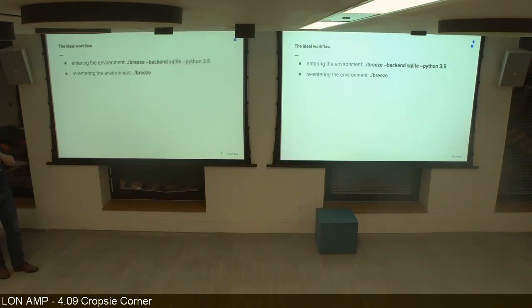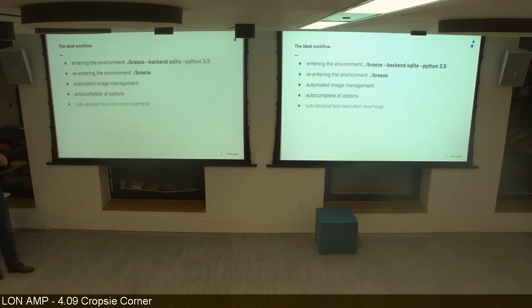There are some cool features. When you rerun it next time, you just specify Breeze, and it will remember what you used last time. That's quite cool. It will automatically manage all the images. So whenever it sees that you need to update your image, it will automatically download and rebuild the images, or will ask you to rebuild the images. We are in 2019, so we also have autocomplete of the options of Breeze. That's something really useful. Again, sub-second test execution overhead.